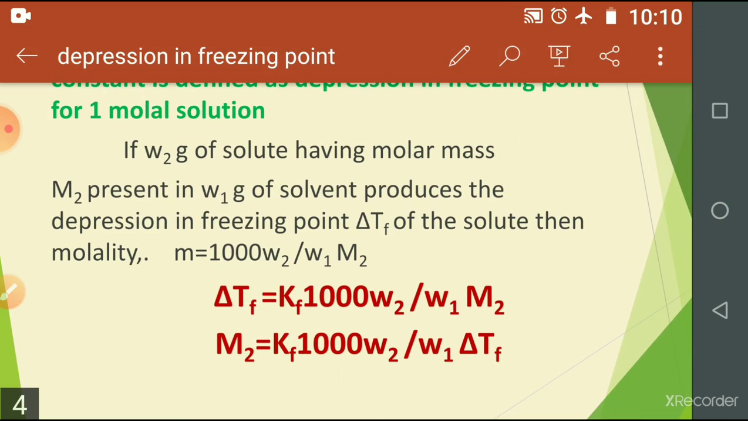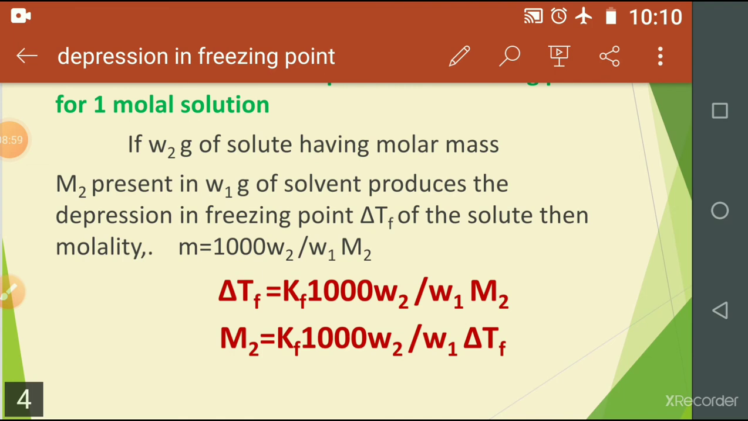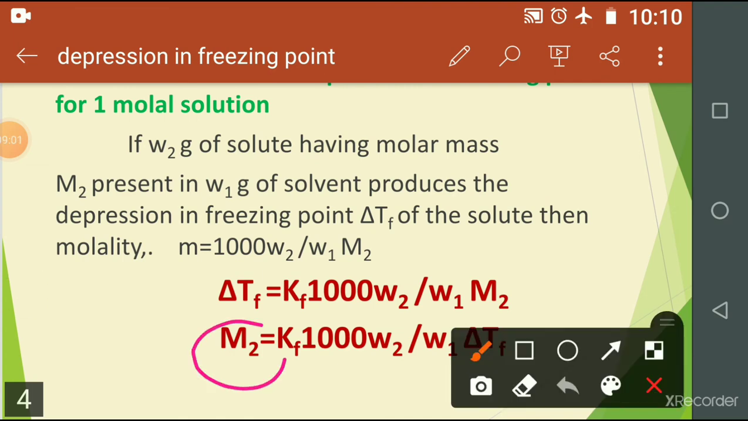The molality expression we just saw: delta Tf should be equal to Kf into 1000 W2 divided by W1 into M2, or even we can calculate the molality of the solution. More marks are given for problems on this. In the problem they will not always give the values directly, sometimes they will, sometimes they may not. They will give the mass of solute and solvent, and the name of the solute will be given. Kf value will be given. If the name is given, you will have to calculate the molar mass from the formula.